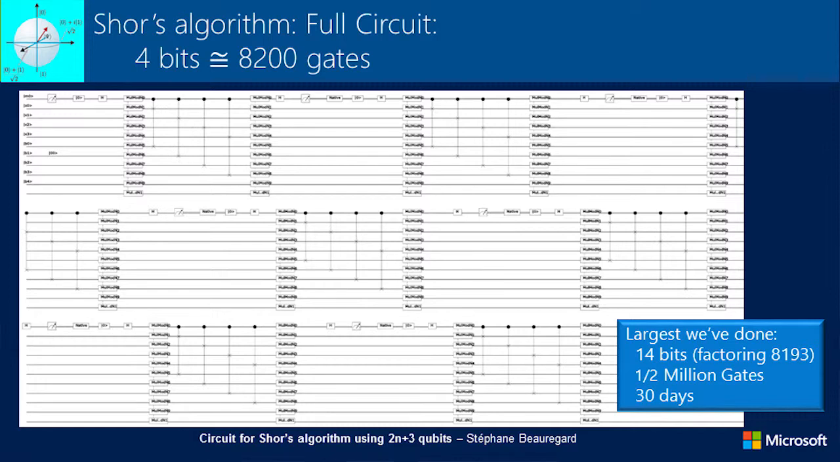I should mention that even though in the literature you can only see up to about the number 15 or 21 factored, we factored the number 8193 using LIQUi|>. That was 500,000 gates. It took 30 days on my desktop. And no one's ever gotten anywhere close to that. So it just gives you an idea of the scale of the simulator. The simulator is about 30,000 lines of code at this point.